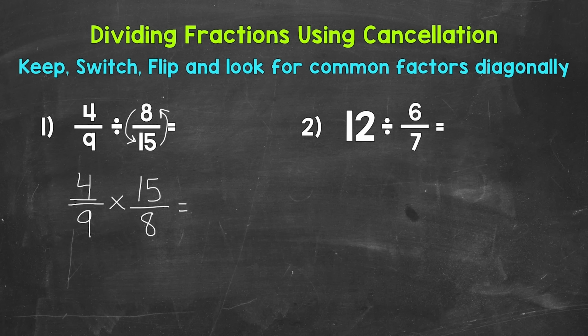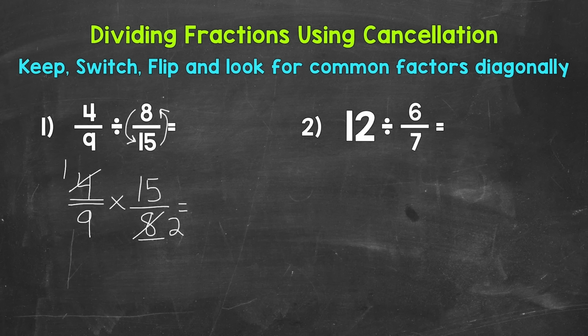Let's look at 4 and 8 first. Are there any common factors other than 1 that we can divide 4 and 8 by? Yes. Let's use the greatest common factor of 4, so we can divide 4 and 8 by 4. 4 divided by 4 is 1. 8 divided by 4 is 2.